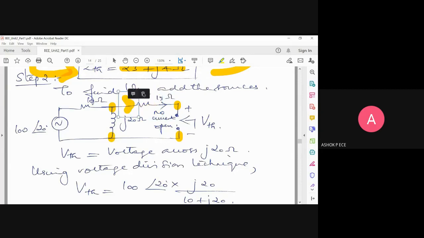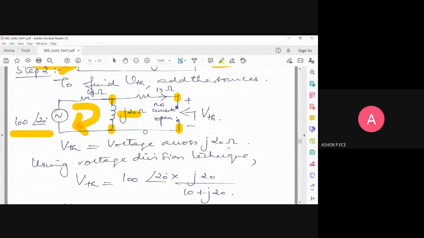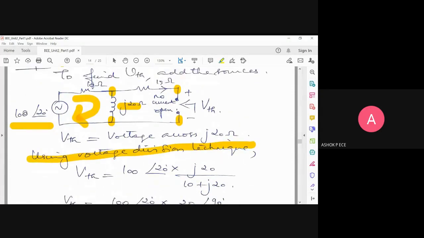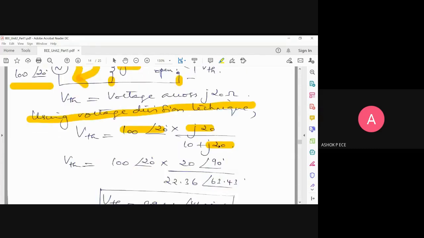So now the circuit becomes a simple loop. It is a single loop, correct? Because the current cannot enter this region, as you have an open path here. So it's a single loop, the total voltage is 100 angle 20, and I want the voltage across j20. So I'm going for the voltage division technique. Using the voltage division technique, VTH equals total voltage 100 angle 20 into that resistance j20 divided by that resistance j20 plus the opposite resistance. To find the opposite, hide this j20, and whatever is there is your opposite. So 10 ohm is your opposite resistance. So j20 plus 10.